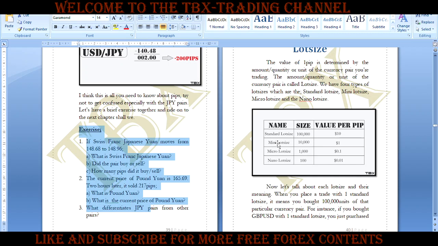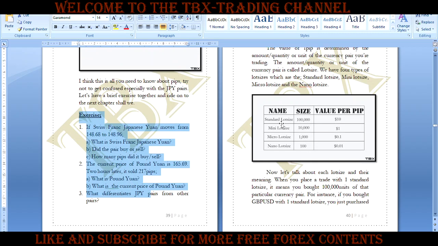So the amount of lot size, you just have to get used to that terminology. The amount of lot size you are buying, that is the quantity of currency you are buying when you are trading, will determine the amount of profit or loss you are going to get.